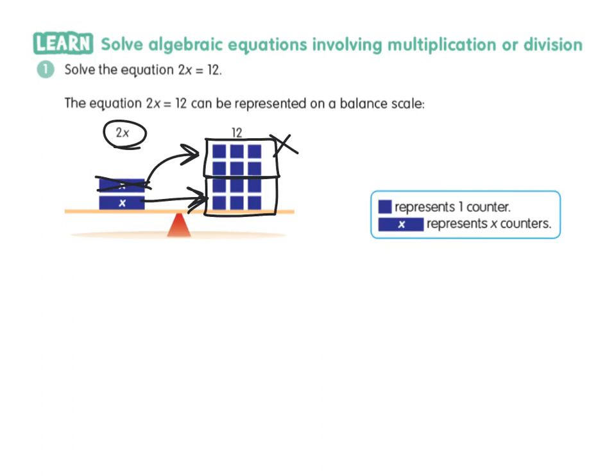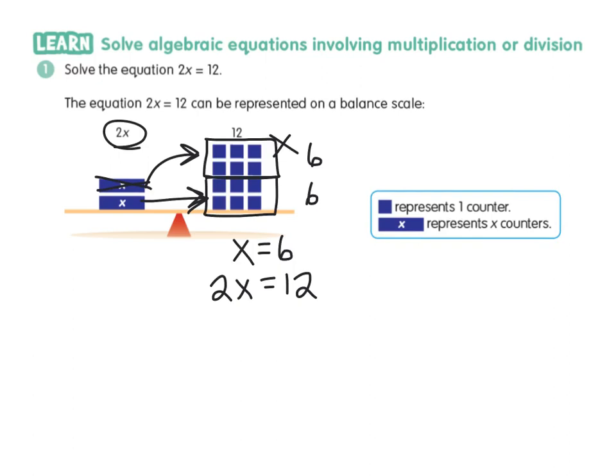And so I found that one of the x's was equal to 6, and the other x was also equal to 6. So the answer is one of the x's is equal to 6. Two of the x's that we started with, two of the x's were equal to 12, but one of the x's is equal to 6. That's how to solve the problem using this scale. Let's see if we can solve the problem algebraically.